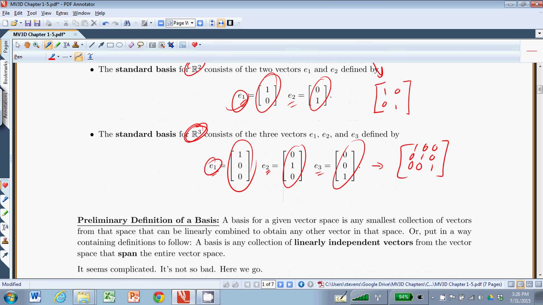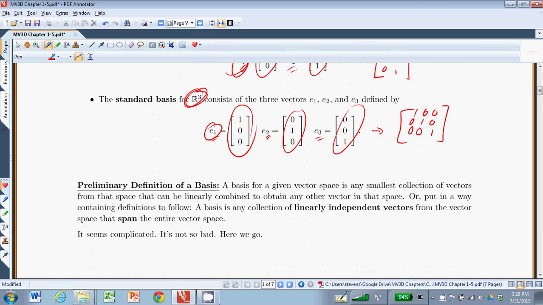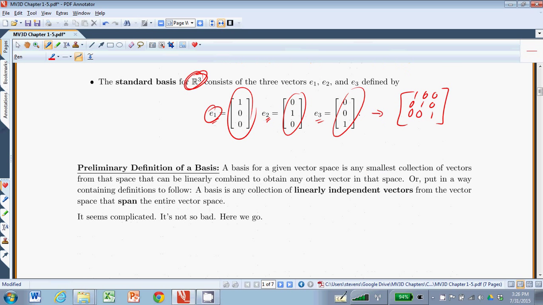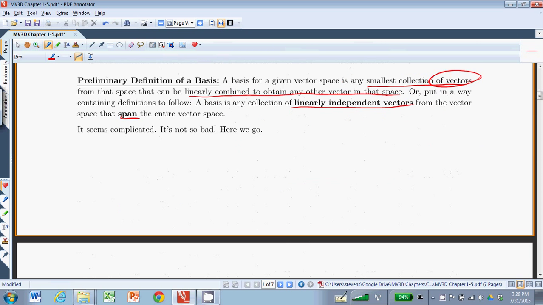Okay, so we're going to start off with a preliminary definition of a basis. It is the smallest collection of vectors that can be linearly combined to obtain any of the other vectors in that space. We don't want a basis to have more vectors than it needs. So we want this sort of minimal set, but we want to be able to hit every vector in the vector space as a linear combination of those vectors. To put that another way, including some terms that we haven't learned yet, it is any collection of linearly independent vectors from the space that span the entire space.